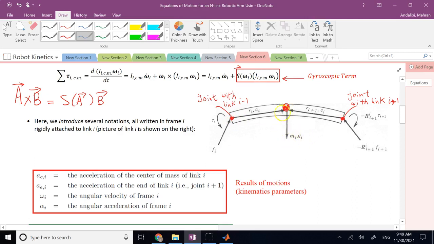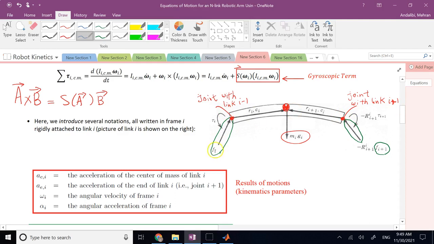Here, the only force, the body force that is applied to the link I is gravity, M-I-G-I. There are two reaction forces on the two ends, Fi and Fi plus 1. These forces are coming from what? From the adjacent links, link I minus 1 and I plus 1, and they are applying those forces through the joints to this link number I.